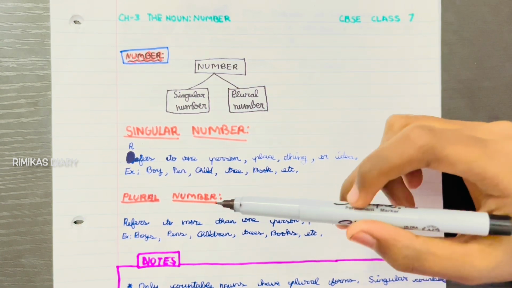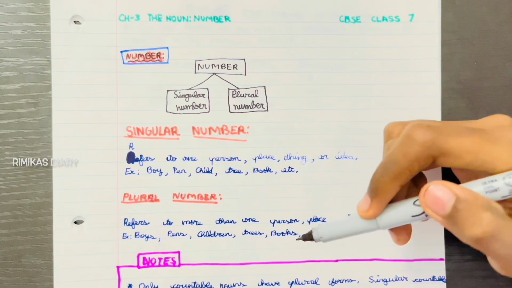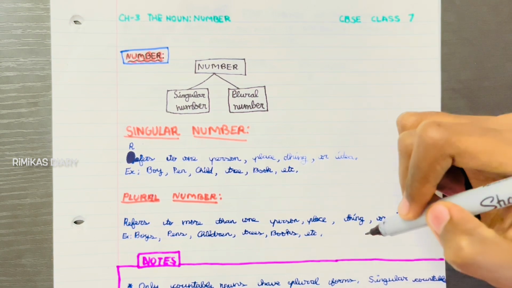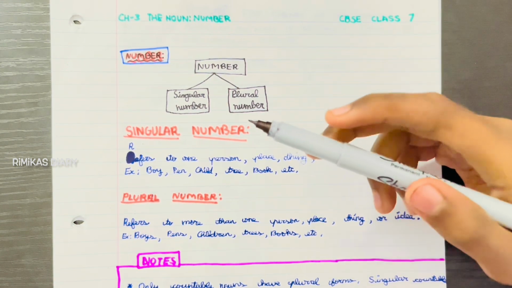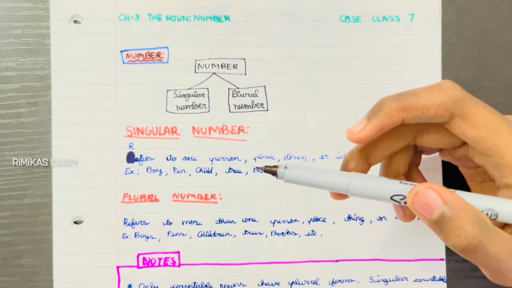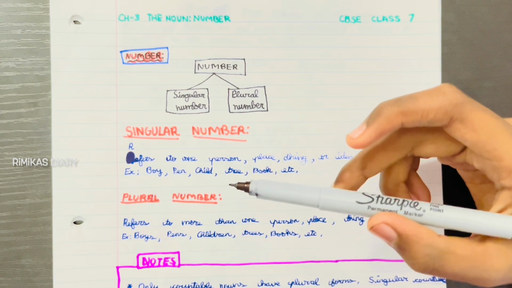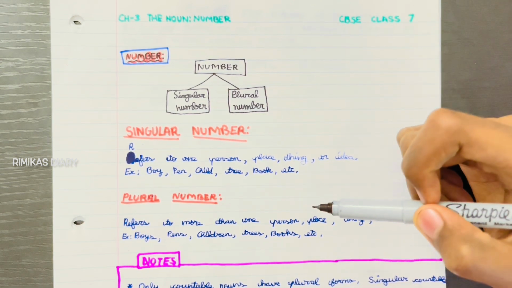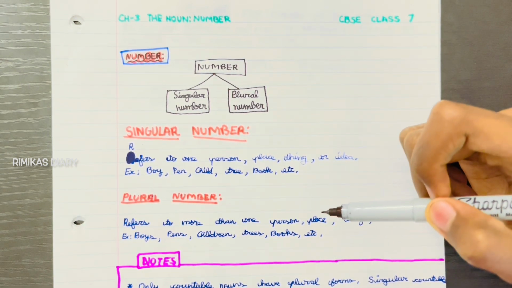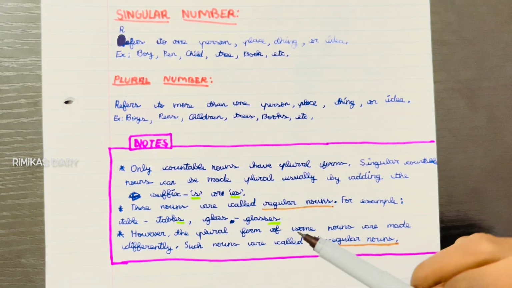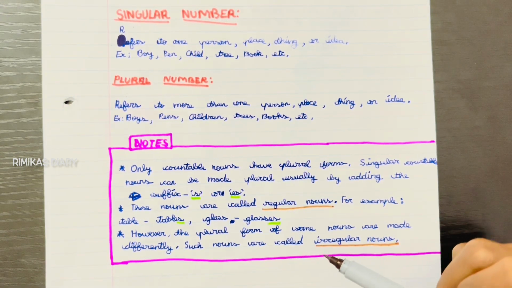Plural number refers to more than one person, place, thing, or idea. Example: boys, pens, children, trees, books, etc. So it refers to more than one person, more than one place, more than one thing, or more than one idea. Notes: only countable nouns have plural forms.